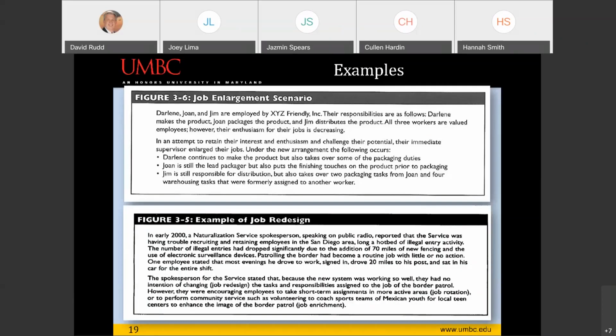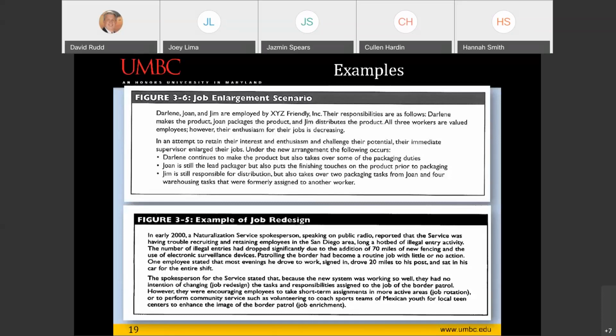And here's an example of job redesign. In early 2000, a naturalization service spokesperson speaking on public radio reported that the service was having trouble recruiting and retaining employees in the San Diego area, a hotbed of illegal entry activity. The number of illegal entries had dropped significantly due to the addition of 70 miles of new fencing and the use of electronic surveillance devices. Patrolling the border had become a routine job with little or no action. One employee stated that most evenings he drove to work, signed in, drove 20 miles to his post, and sat in his car for the entire shift.